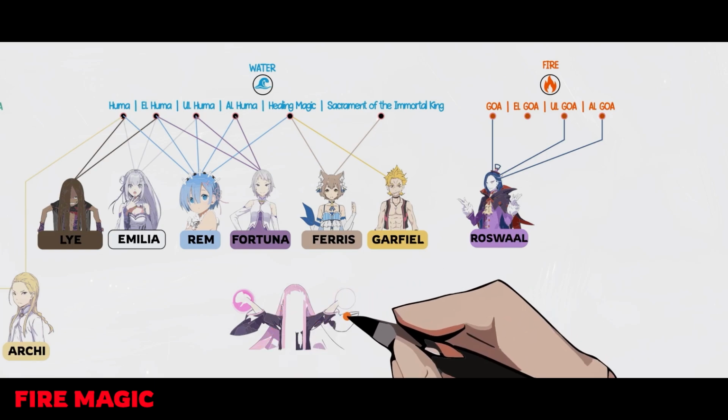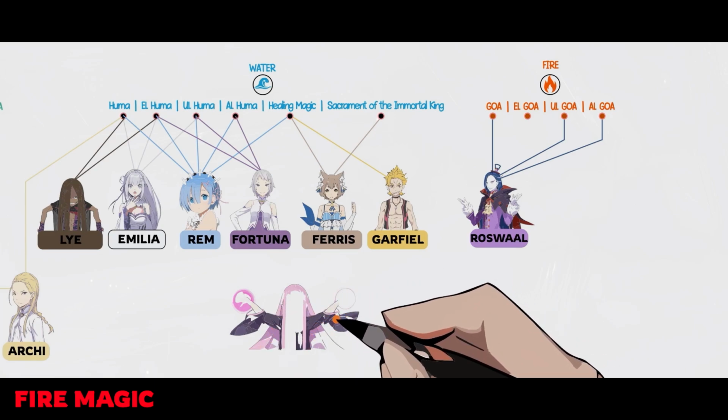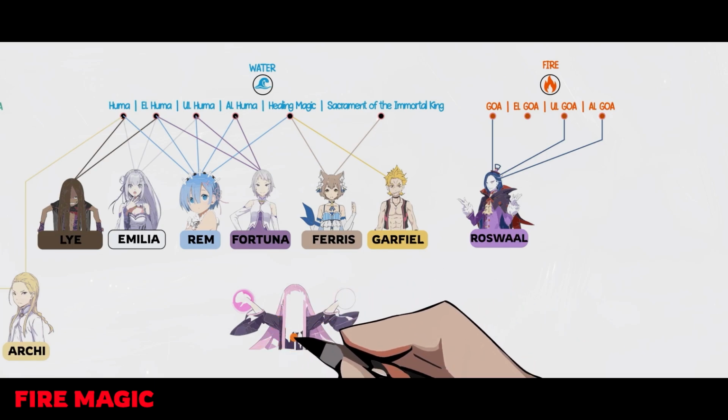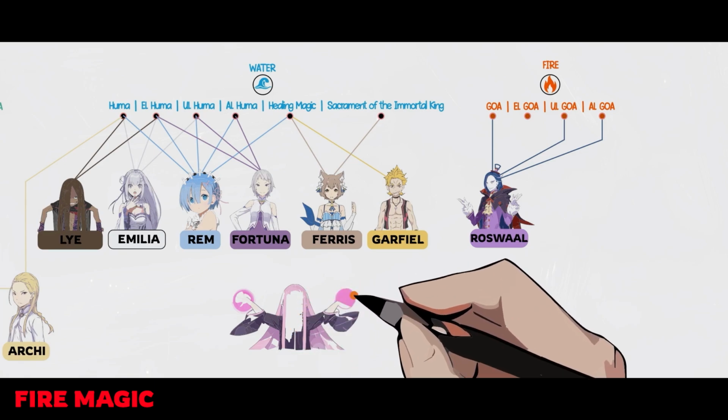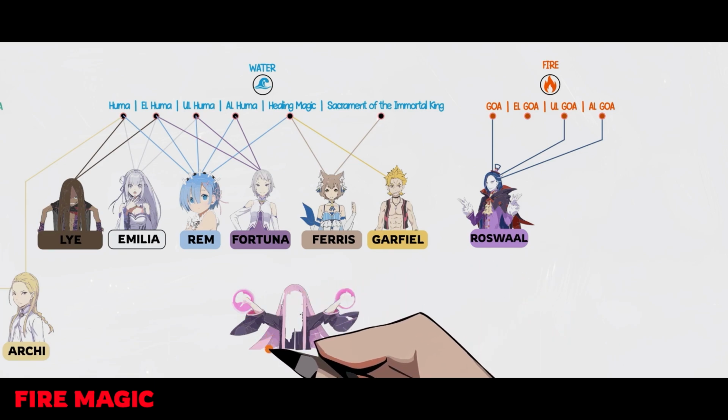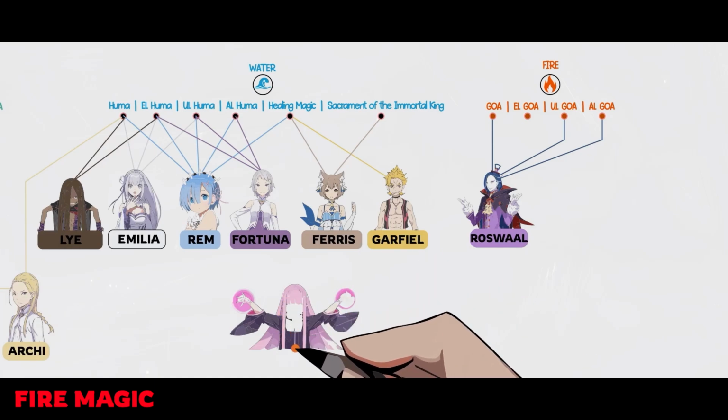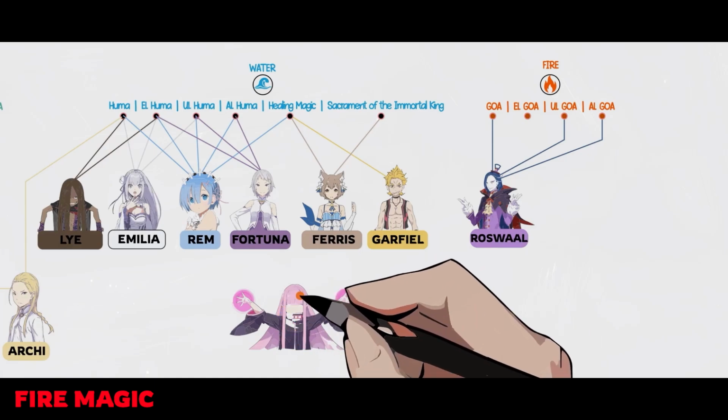Gawa unleashes a massive fireball that scorches everything in its path. The caster's skill determines the fireball's size and heat. Sphinx is also shown to use all types of fire magic, as does Echidna, the Witch of Greed.